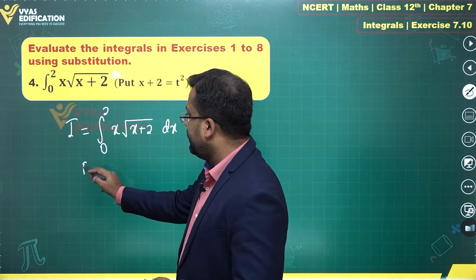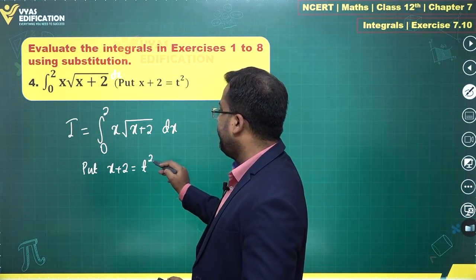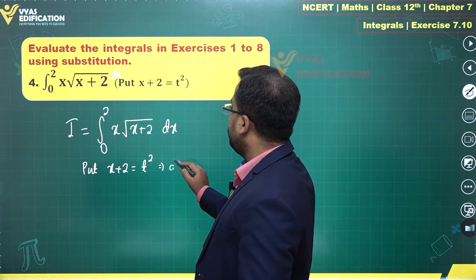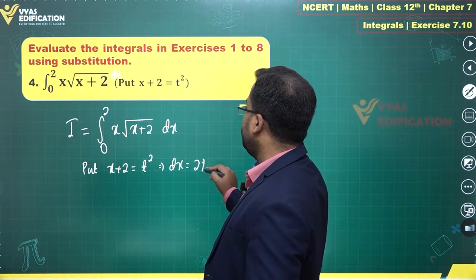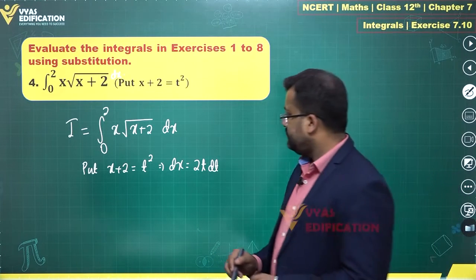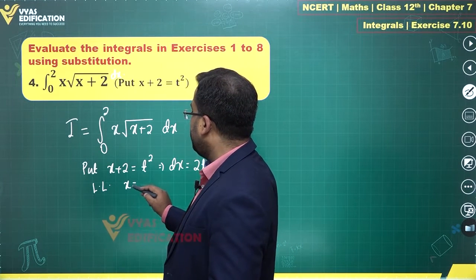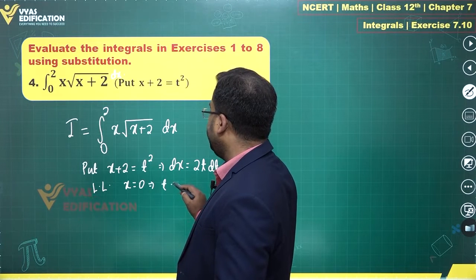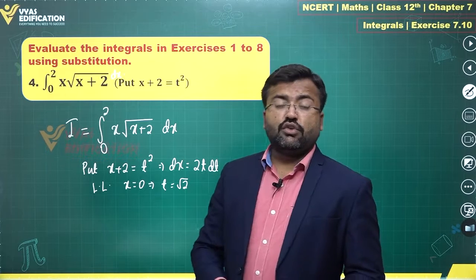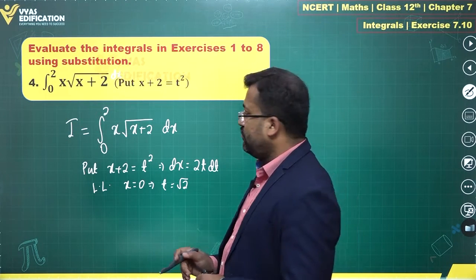And we'll put x plus 2 is equal to t square. Right? Yes. This tells me dx will be equal to 2t dt. This is what you'll have. Is that okay? Yes. And lower limit. What about the lower limit? Lower limit says x equals 0. This tells me, okay, t will be under root of 2. 0 plus 2 is 2, t will be under root of 2. You could argue, okay, so t could be plus minus root 2. We'll take the positive one, t is equal to root 2.